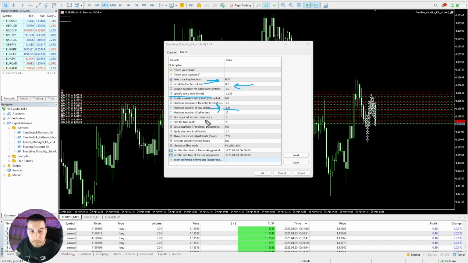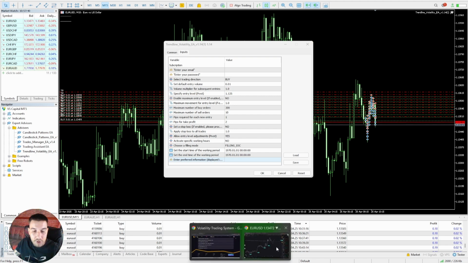Okay. Then pips required for each new entry. Right here it says that on every 1 pip that price moves, the expert advisor will open a trade. Okay. Then on every 2 pips, it will close that trade in profit. Right. Then you choose your filling mode, and even if you want to, you can set it up to work in specific hours, and it won't be opening trades outside of those hours, right? Then you click OK, and then the expert advisor will start entering trades once it gets to your entry level, or basically the zone where you're expecting something to happen, just like it is in our case.